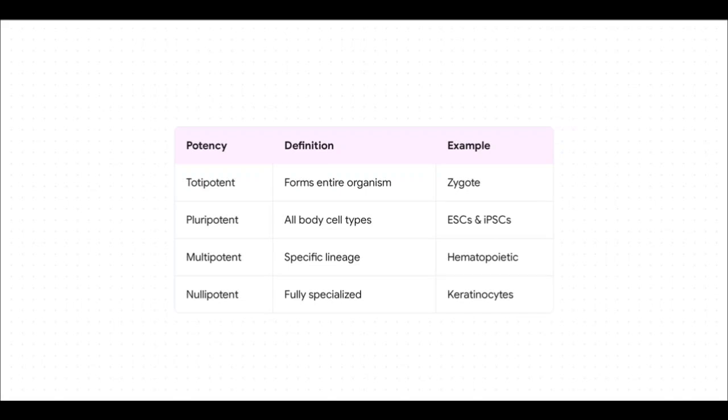Then we get more restricted. Multipotent cells, like hemopoietic somatic stem cells, are locked into specific tissue lineages. And finally, at the bottom, we have nullipotent cells. Think of your mature keratinocytes. They are fully differentiated, highly specialized, and absolutely restricted.